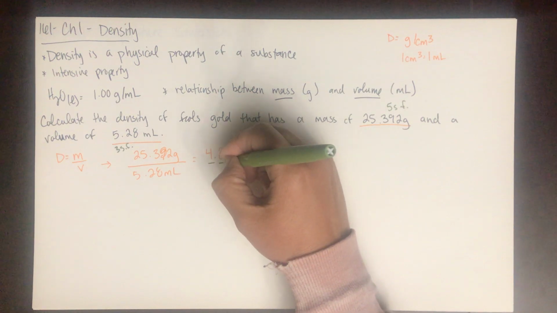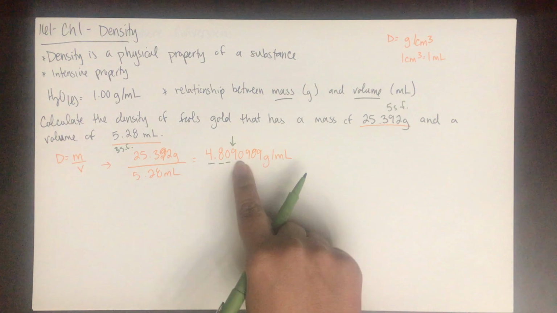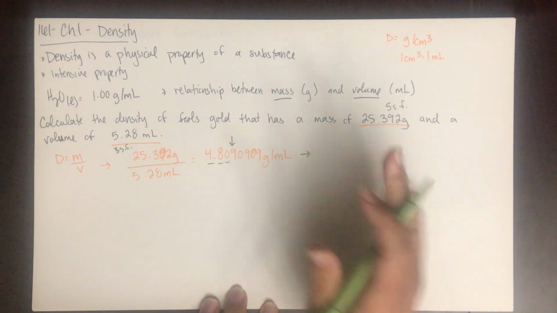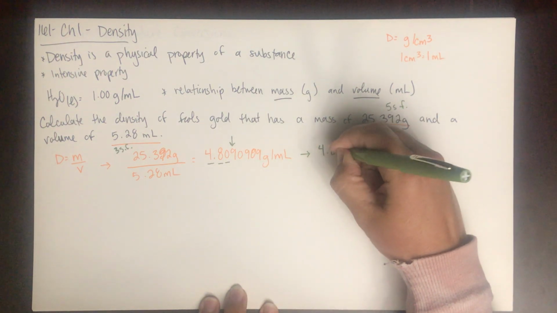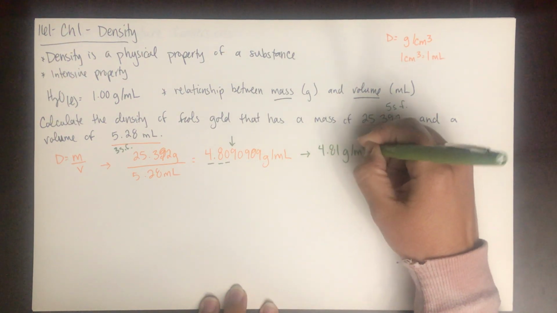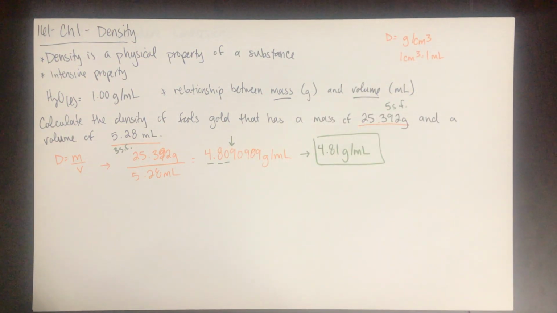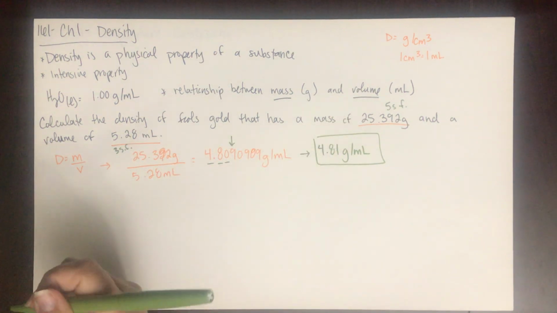1, 2, 3. Look at the next digit. It is 5 or higher, so I'm going to round up. So the most correct, completely correct answer to this problem is 4.81 grams per milliliter. That is the density of this piece of fool's gold. So that's how you calculate density. You're given a mass, you're given a volume, you can solve for density.